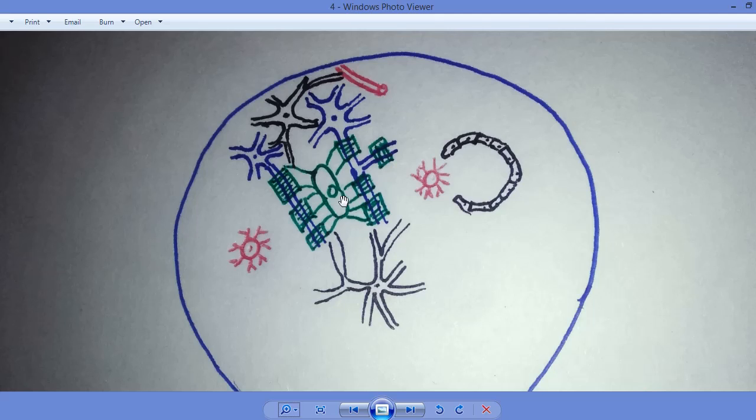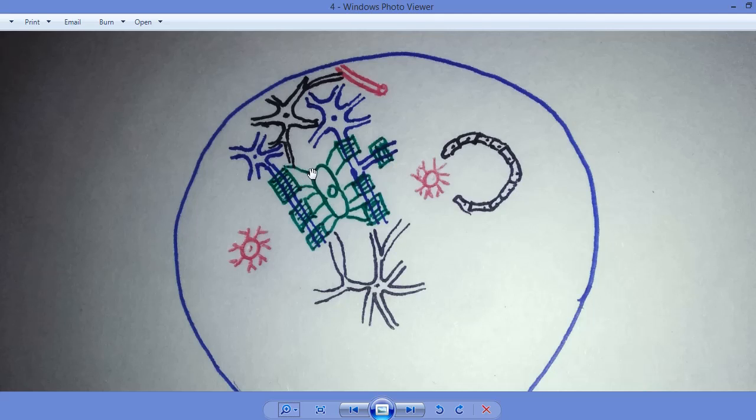So this was the oligodendrocyte, which gave insulation, which gave the internode in the form of myelin sheath to the axon, which are in the gray matter, which are in the white matter of the central nervous system.